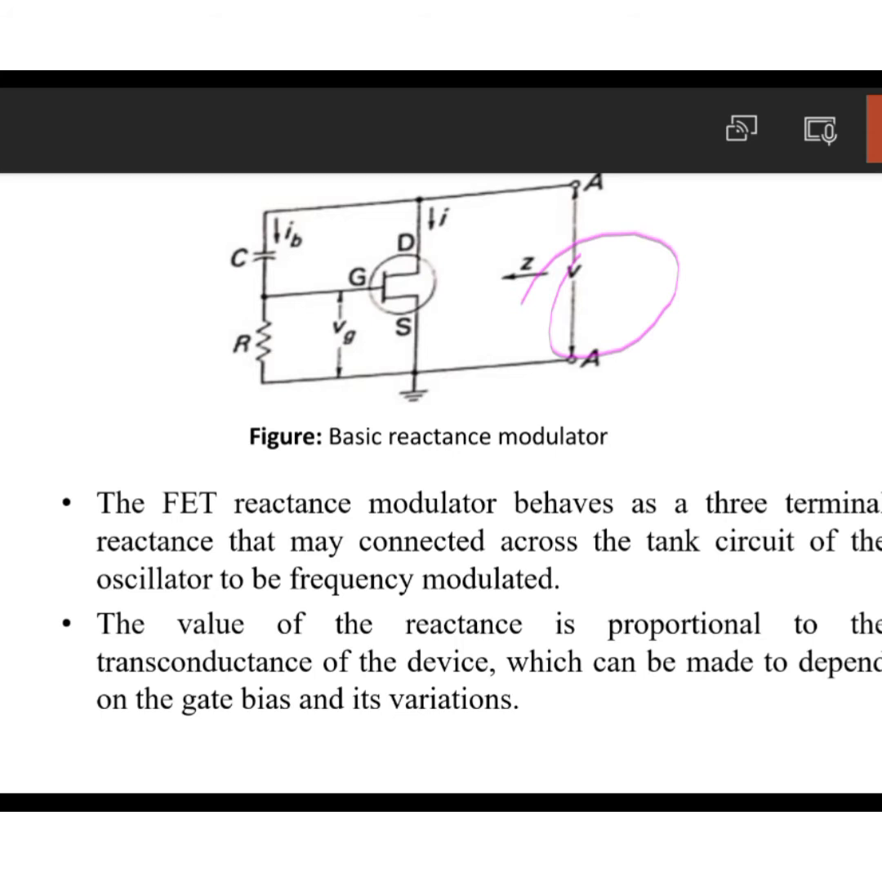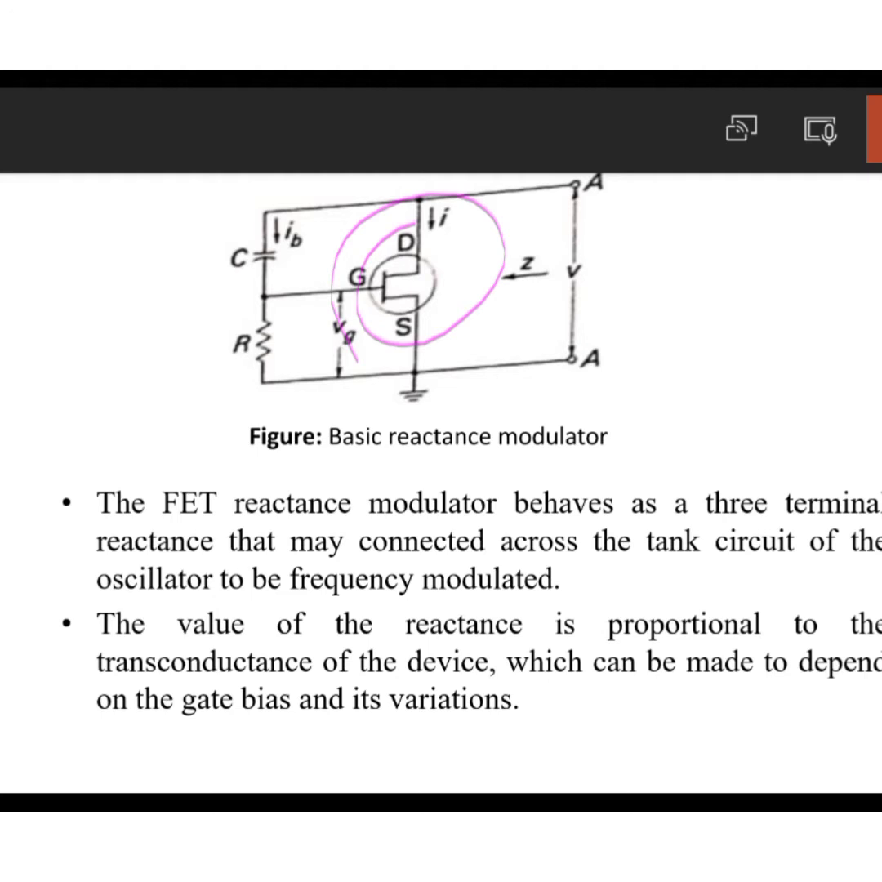Based upon this, the output will be the reactance. That may be capacitive reactance or inductive reactance. The reactance developed here may be capacitive or inductive. We are going to discuss whether the reactance occurring here is capacitive or inductive, and we are going to calculate it, right? So this change in reactance can be inductive or capacitive.